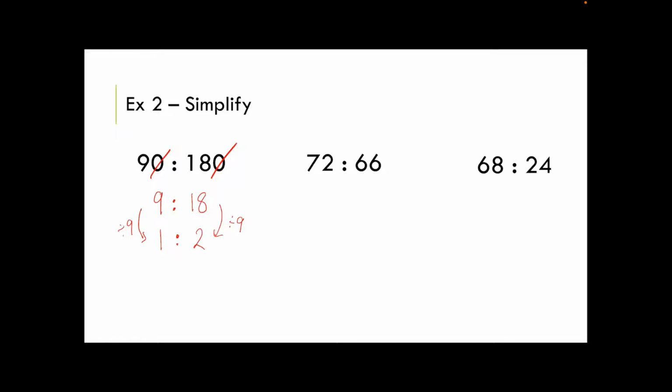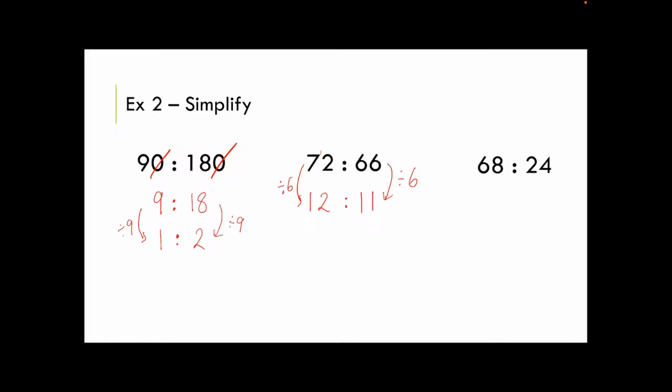72 to 66, they're both even, so they're definitely in my 2 times table, but I know that they are both in my 6, so let's try 6. It's always good to try a bigger number, or as big as you can spot first, to make the numbers smaller quicker. So 6 can go into 7 once with a remainder of 1, and that leaves me with 2, so that's 12. And then 6 goes into 66 11 times.